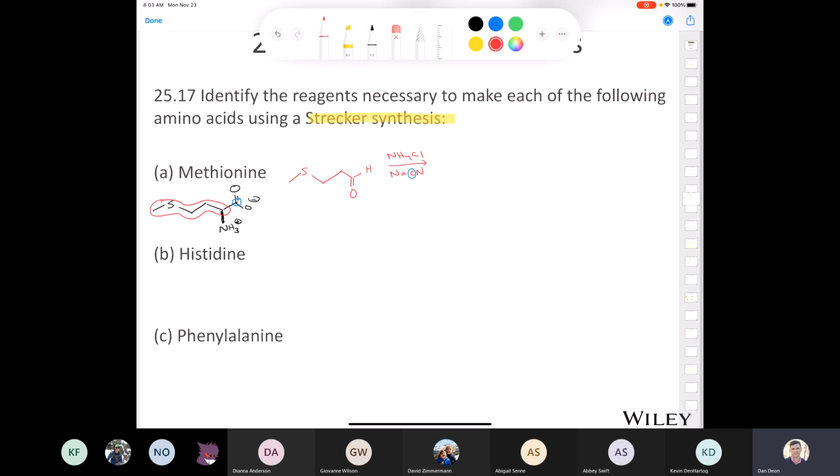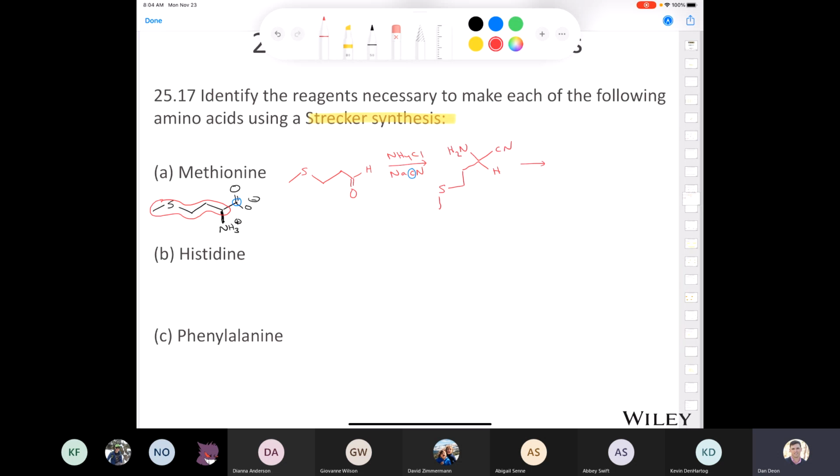So let's draw the alpha amino nitrile that would be formed. So we have that carbon. We're going to have our nitrile here. We'll have our amino group here. Here's the hydrogen from our aldehyde. So we have 2 CH2, then we have a sulfur, and then our methyl from our methionine.